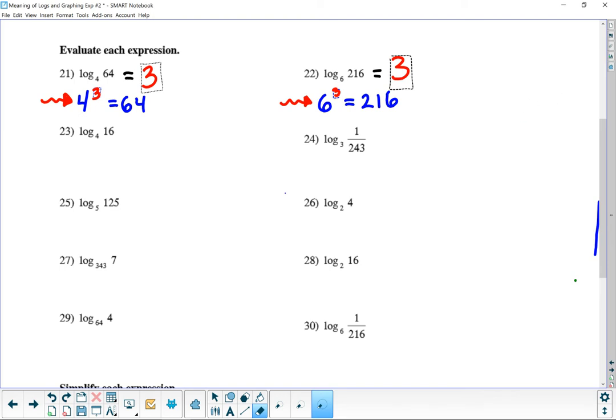Okay, if you need more time to think about it, just pause the video anytime you want. Okay, again. So let's just go ahead and jump to it, right? So what is this log base 4 of 16? What is that equation equal to?